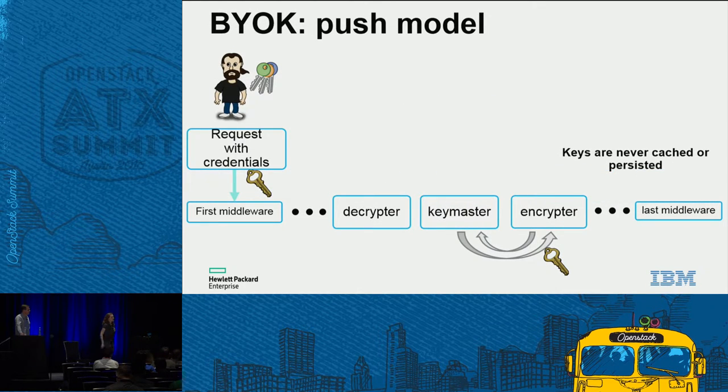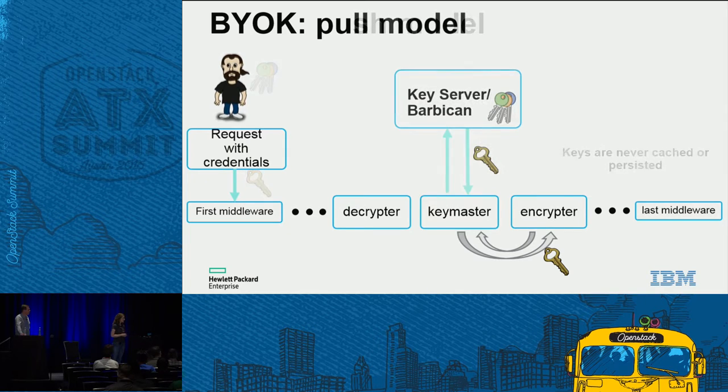So as we mentioned, we're going to support BYOK. This is the push model, where the user supplies the necessary keys on the request. I just want to reiterate that those keys are not cached or persisted. And this has a lot of interest in the greater community. There are several talks this summit on this topic. Yesterday, Nathan Reller gave a great talk on bring your own keys. Today, the security team has a fishbowl, and tomorrow, Barbican has a fishbowl. So those would be great to attend if you're interested.